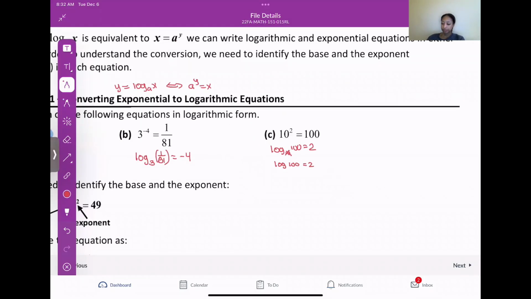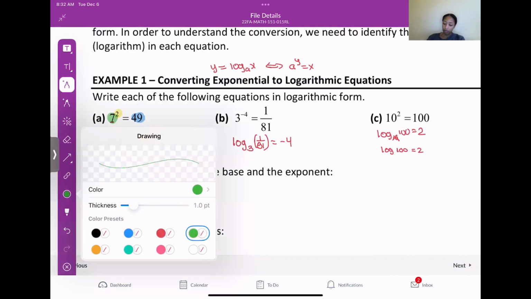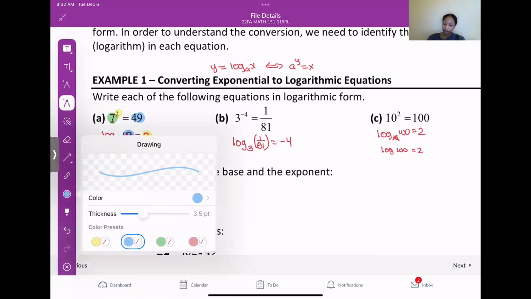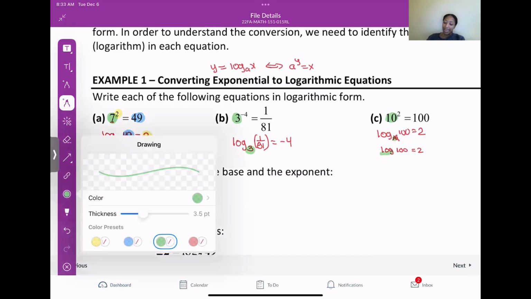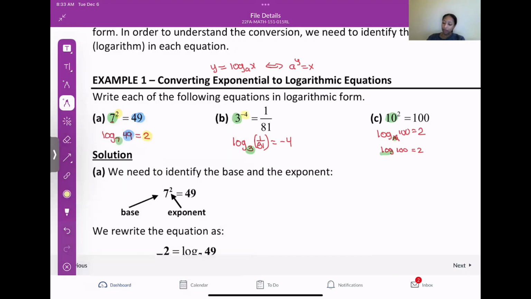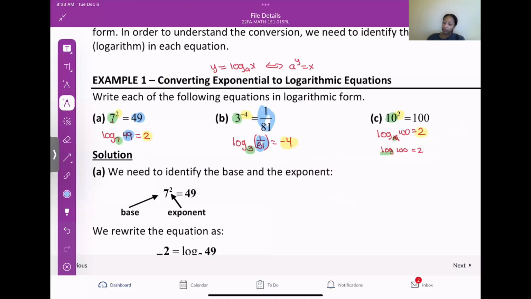All right, and I just want to highlight one more time where each of these pieces go. The base of the exponential equation is the base of your log. Okay, the exponent, this is the biggest part. Whatever the exponent is, that's what your log equals. By definition, this is what the logarithm gives us, the exponent. And then the number that you're taking the logarithm of is what the output is here.